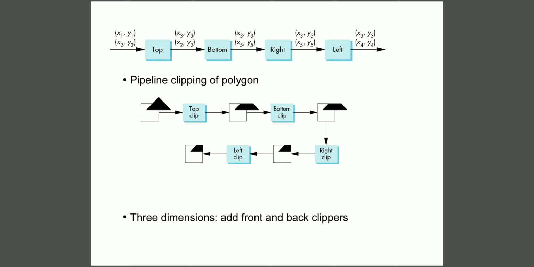Now, similar to applying clipping on each edge or each line segment of a polygon, we can directly apply these four clippers on a polygon itself. That is known as pipeline clipping of a polygon. To understand this, we'll consider a simple polygon, a triangle. We'll give this as an input to the top side clipper, and the rectangle we are observing behind the triangle is our output window.